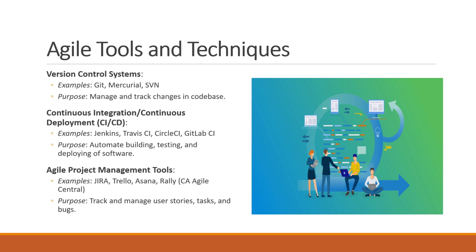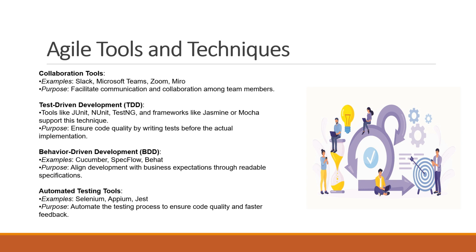Agile project management tools. Examples include Jira, Trello, Asana, Rally, and the purpose is to track and manage user stories, tasks, and bugs. Collaboration tools. Examples include Slack, Microsoft Teams, Zoom, Miro. The purpose is to facilitate communication and collaboration among team members.